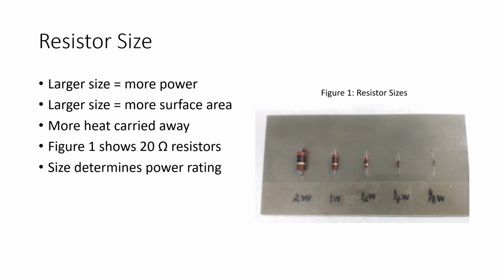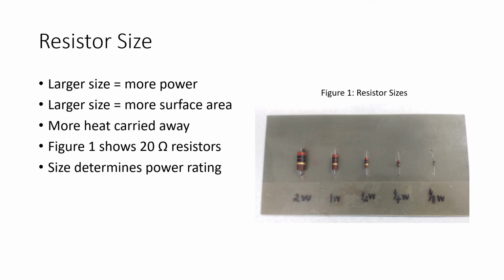Now, generally speaking, the larger the size of the resistor, the more power it can dissipate. And this is because the larger size equates to more surface area. The larger the surface area of a resistor, the more air molecules the resistor touches. Therefore, it's easier for thermal energy to be transferred to these surrounding air molecules.